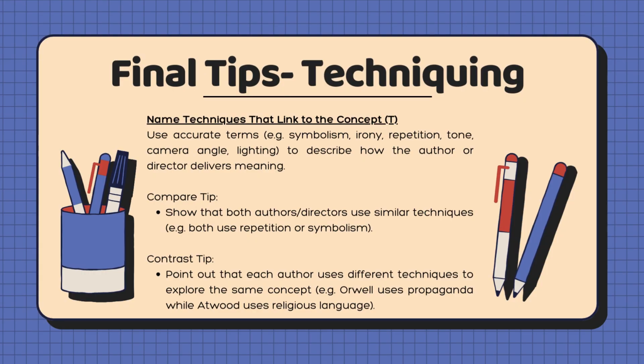When you are looking at the technique, you need to name the techniques that link to the concept. Use accurate terms. For example, symbolism, irony, repetition, tone, camera angle, or lighting to describe how the author or director delivers meaning. Normally, these are referred to as literary devices. If you're comparing, you need to show that both authors or directors use similar techniques. And if you're contrasting, point out that each author uses different techniques to explore the same concept. For example, Orwell uses propaganda, while Atwood uses religious language.